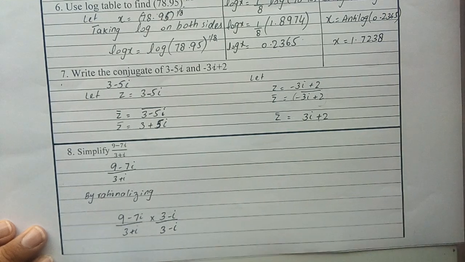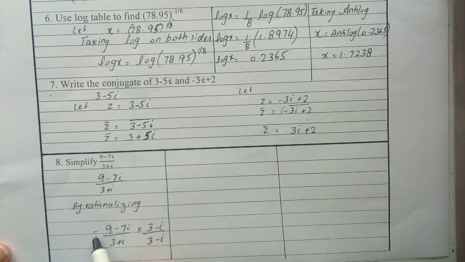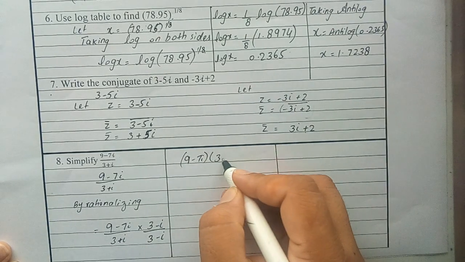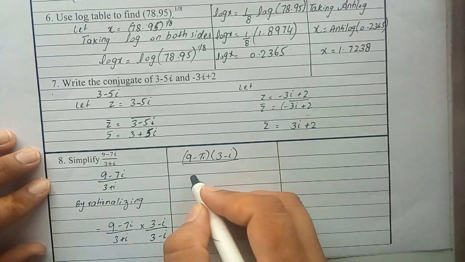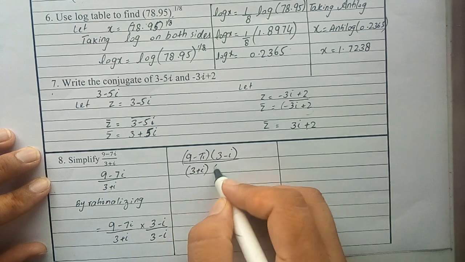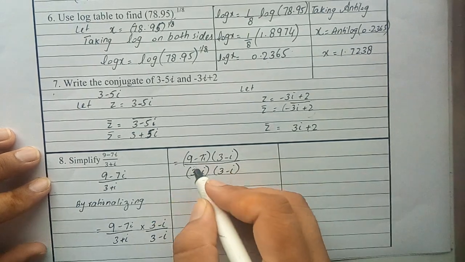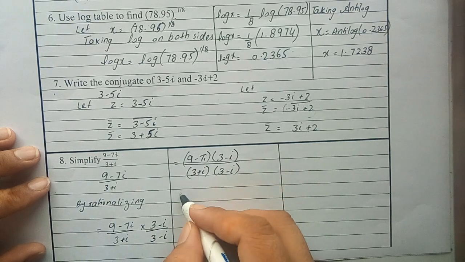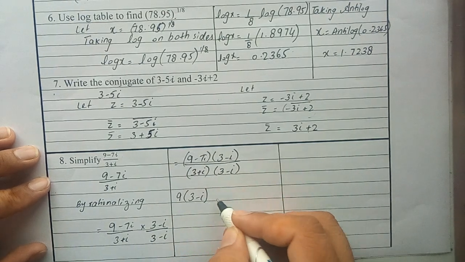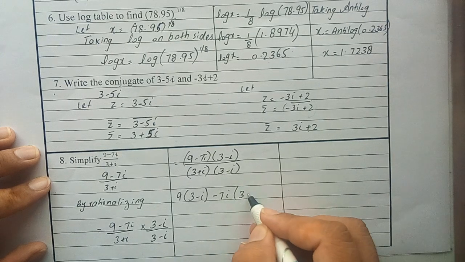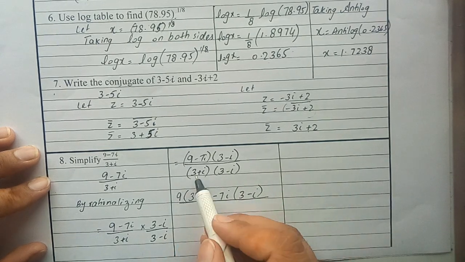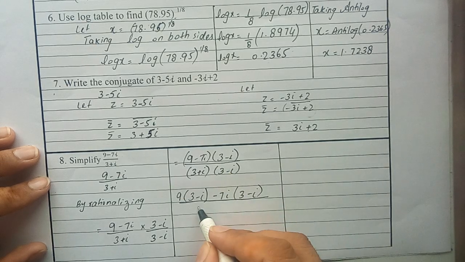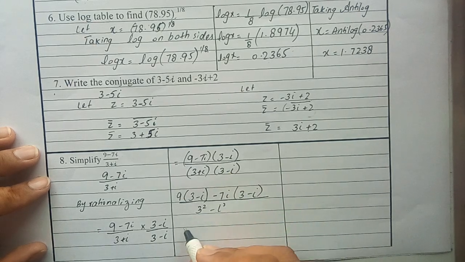It will be written as, by multiplying these two terms, 9 minus 7 iota into 3 minus iota, divided by 3 plus iota into 3 minus iota. Here we will multiply 9 minus 7 iota and 3 minus iota. First, 9 with 3 minus iota, minus 7 iota into 3 minus iota. In the denominator, a plus b into a minus b is equal to a square minus b square. So 3 square minus iota square.